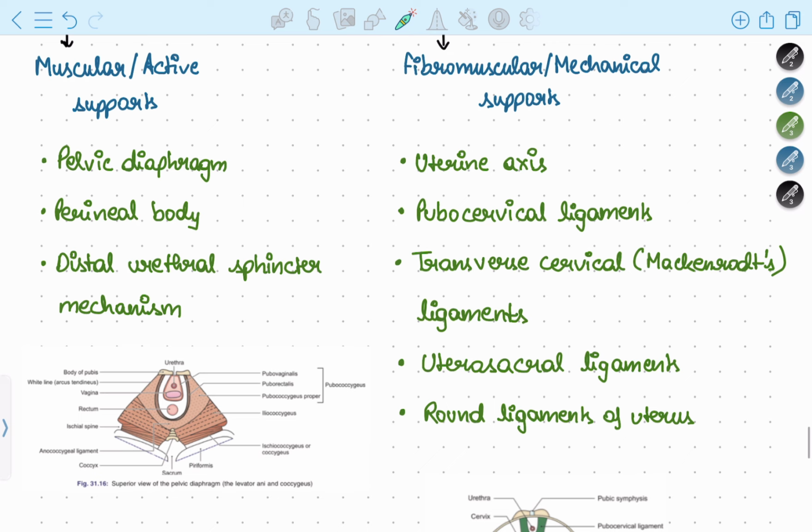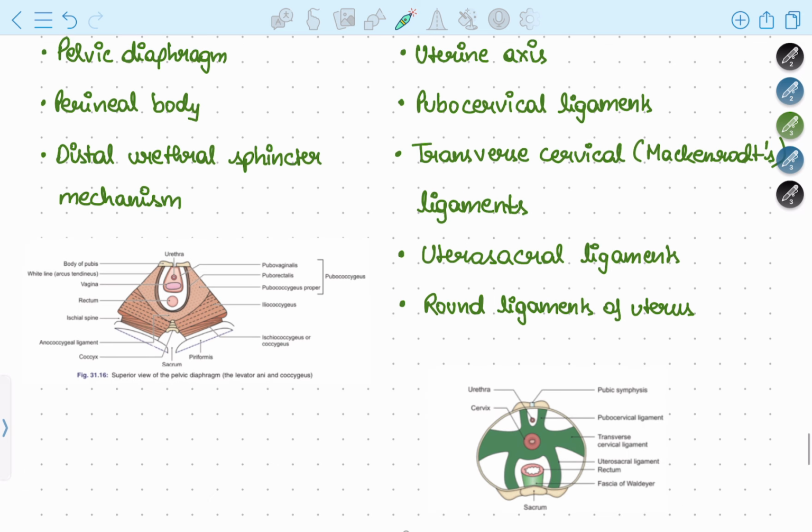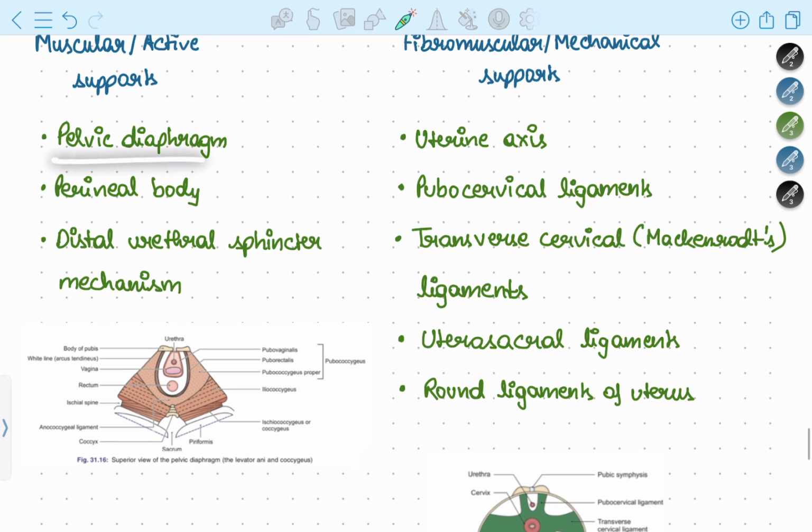In this you have the pelvic diaphragm. This is the pelvic diaphragm. It has the pubococcygeus, iliococcygeus muscles, ठीक है, which are attached to the perineal body. So this the levator ani and coccygeus muscle. ठीक है, so the pelvic diaphragm. Then you have the perineal body. Now perineal body is a fibromuscular node, right?